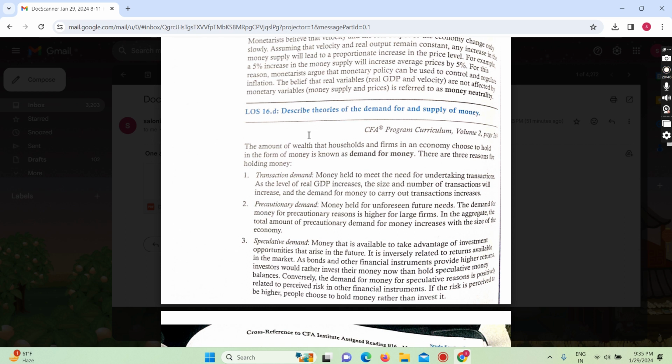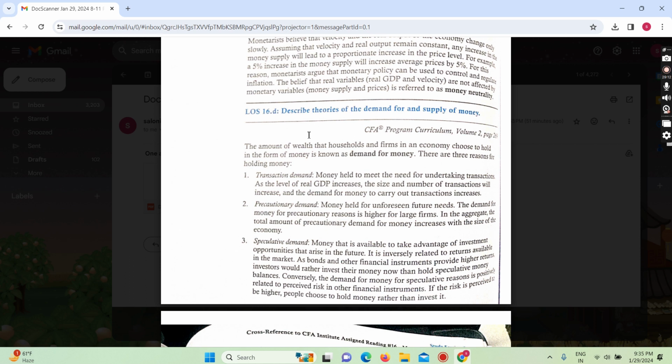For the transactionary motive we hold demand for money. We demand money for the transaction demand: money held to meet the need of undertaking transactions. As the level of real GDP increases, the size and number of transactions will increase, and the demand for money to carry out transactions increases.